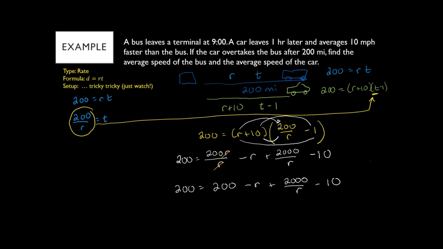So I'm going to add my like terms on the right with the 200 minus 10. So I have 200. 200 minus 10 is 190 minus r plus 2,000 over r. So I'm going to rewrite this equation on my next slide, and I'm going to show you what we're going to do to get rid of that r in the denominator.